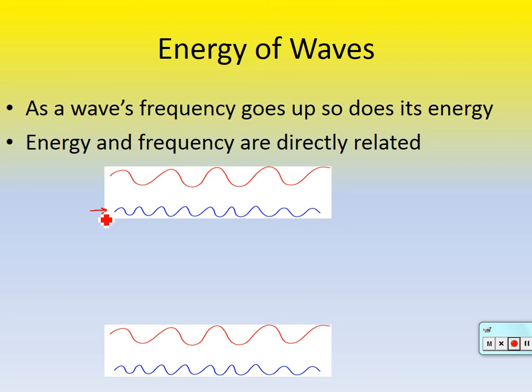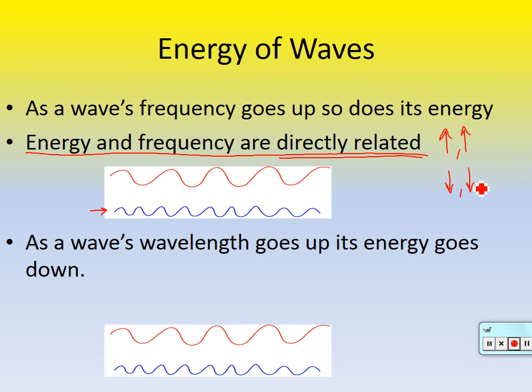So energy and frequency are directly related. As one goes up, what happens to the other one? Goes up. What if one goes down? The other one goes down. Good job, Dawson. So yeah, that's how I remember it. Direct relationship is if one goes up, the other one goes up. And if one goes down, the other one also goes down.